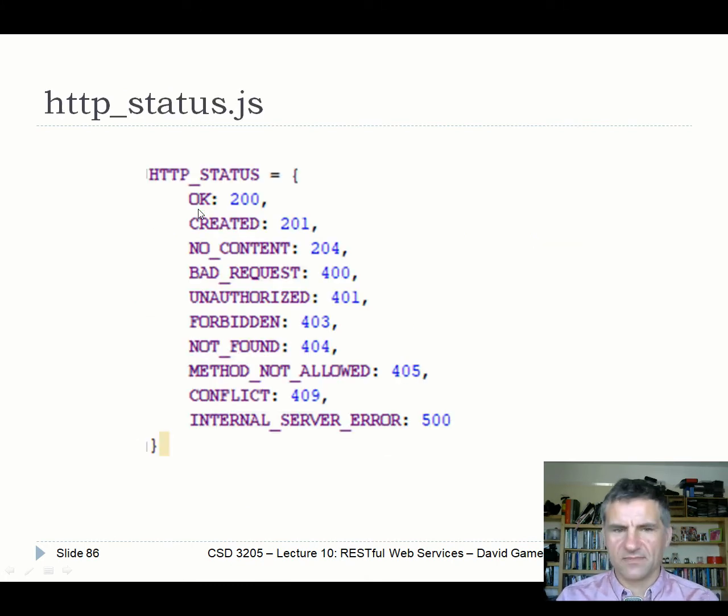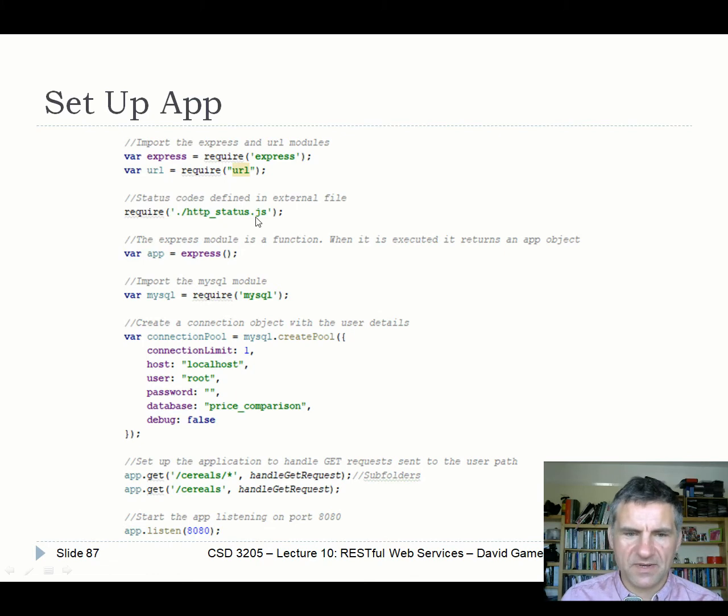I'm using this to pull in the file defined in HTTP status.js. Then we're using Express and MySQL, creating the connection pool, and then we're mapping particular paths onto this function that handles the GET requests. And then we just start listening on 8080.